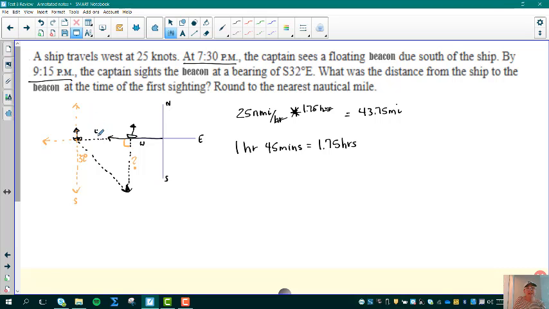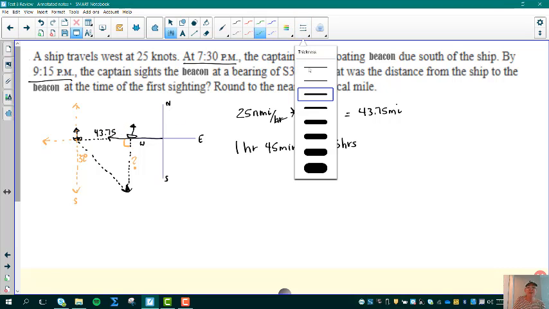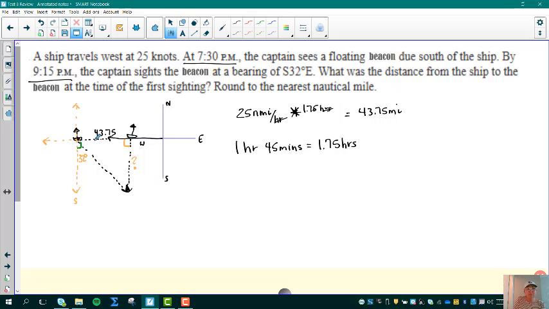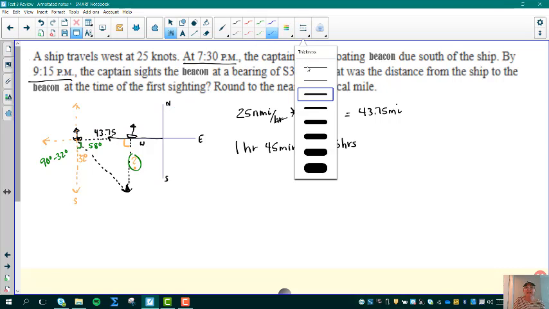So we know this side is 43.75 miles. We know that this angle, if this is 32 and this is a right triangle, which it should be, then this should be 90 minus 32 degrees, which is 58 degrees. We're looking for the opposite side. We know the adjacent side. This is setting up for tangent.